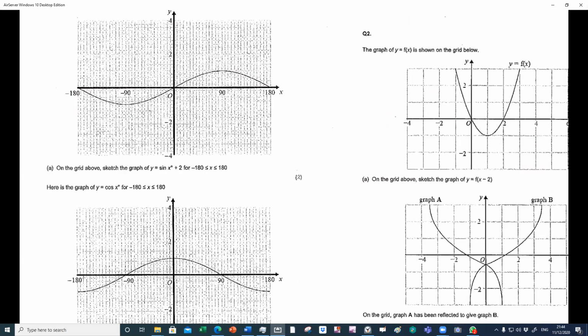On the grid above, sketch the graph of y equals sine x, add 2. So what's the add 2 now doing? The add 2 is outside the function. What does it do to the graph? You're moving the whole graph upwards. So you are translating the graph upwards by 2. So 0 along the x, but 2 along the y. We're grabbing the graph and moving it all up by 2.